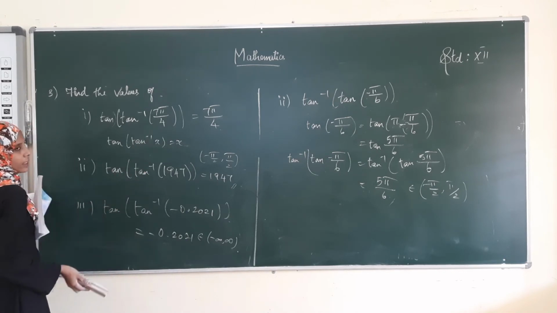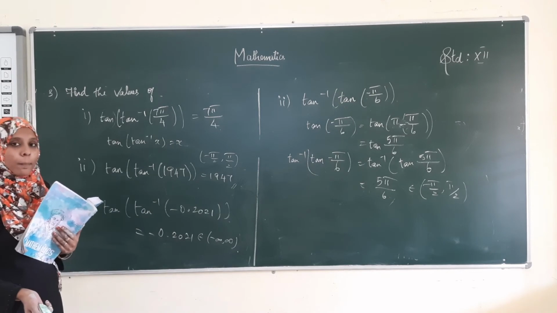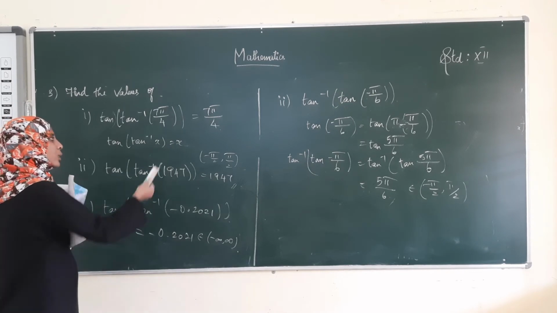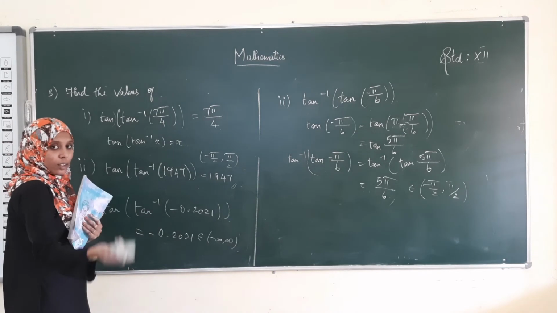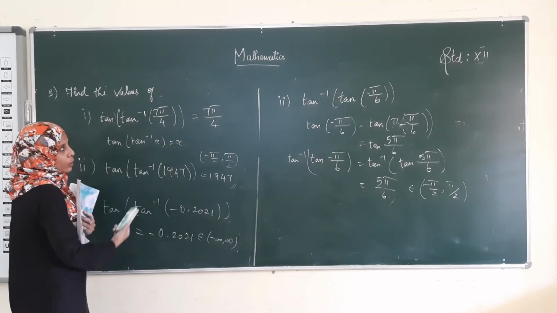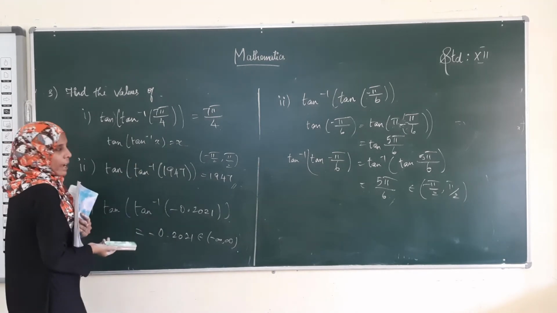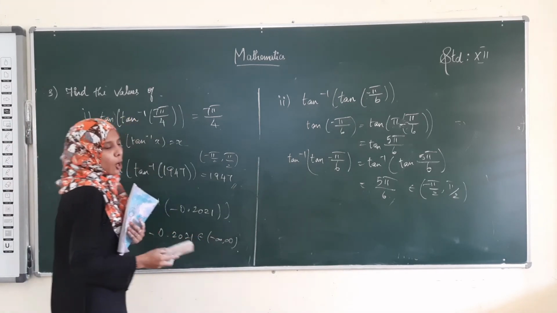We know that the tan's value range is from minus infinity to infinity. Therefore, the value can be any real number. Therefore, we didn't restrict the values. We just used the property.